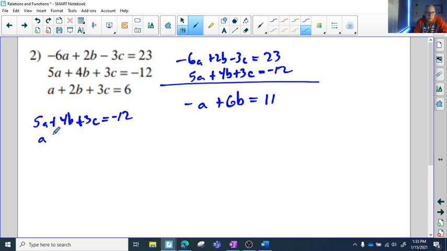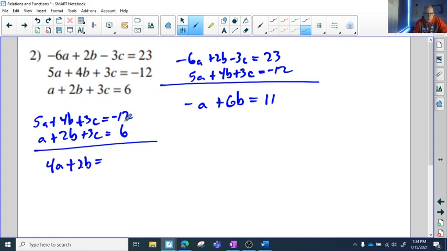Line this one up underneath it. a plus 2b plus 3c is 6. Now notice here the c's have the same sign in front of them. To eliminate this time, I'd have to subtract. 5a subtract a, 4a. 4b subtract 2b, plus 2b. -12 take away 6, -18.